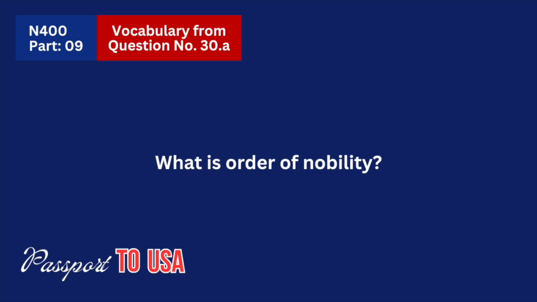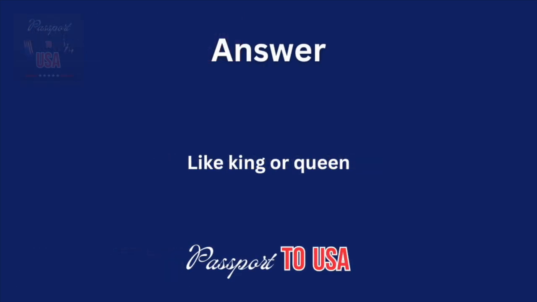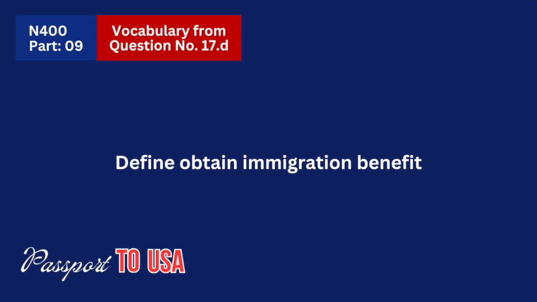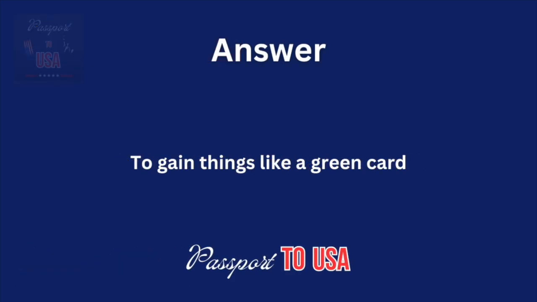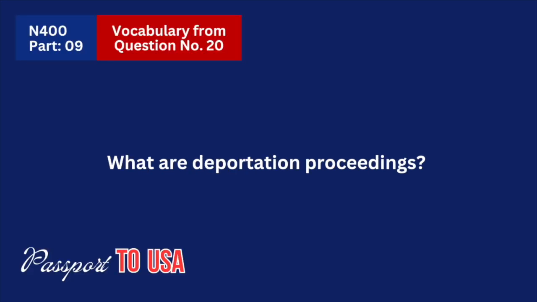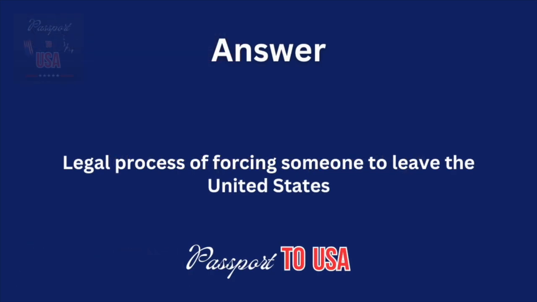What is order of nobility? Like king or queen. Define, obtain immigration benefit. To gain things like a green card. What are deportation proceedings? Legal process of forcing someone to leave the U.S.